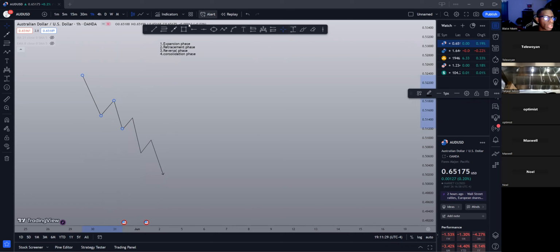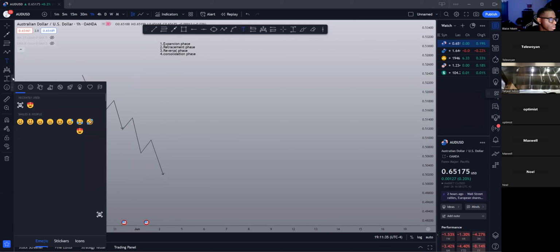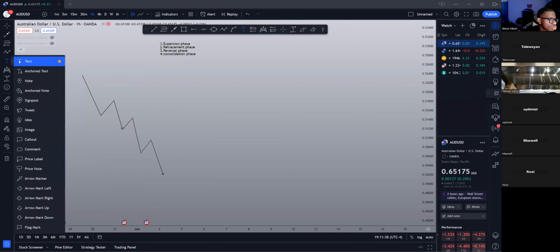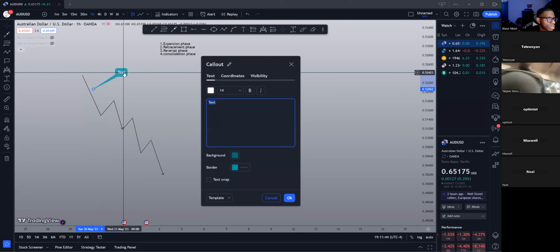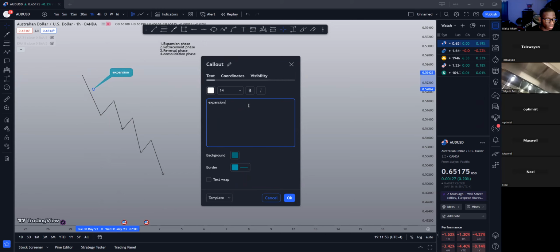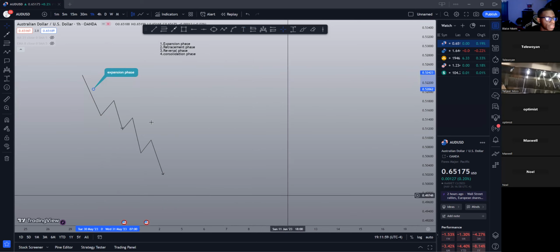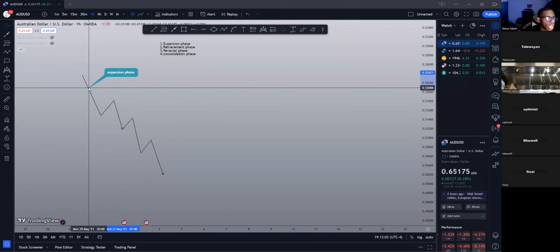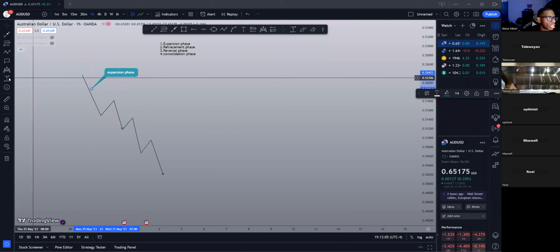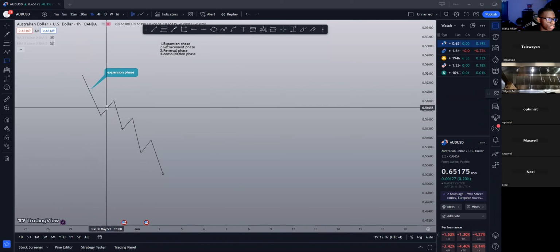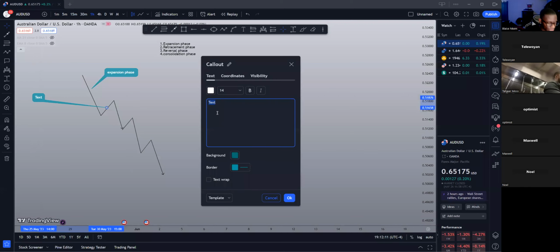Let me choose the bubble. So this move right here, that is selling down, that's the expansion phase that the market is in. The market is in an expansion phase. This phase is called an expansion phase as it pushes down. This phase right here is called the retracement phase.